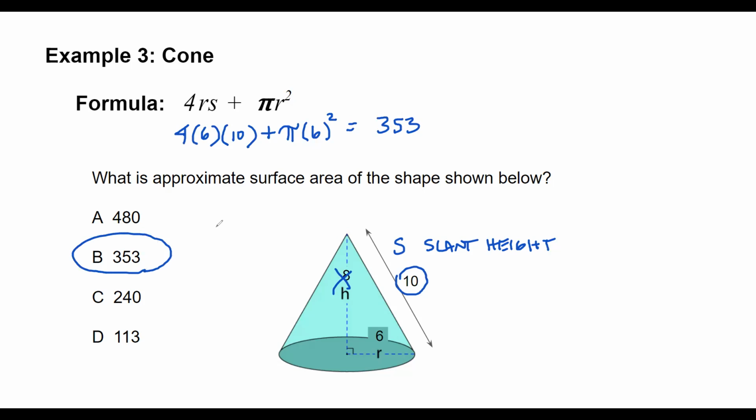So the key takeaway here is that we have this extra variable called slant height, which only shows up in surface area of cones and surface area of pyramids. So just be aware of that one. It isn't explained anywhere on the GED formula sheet.